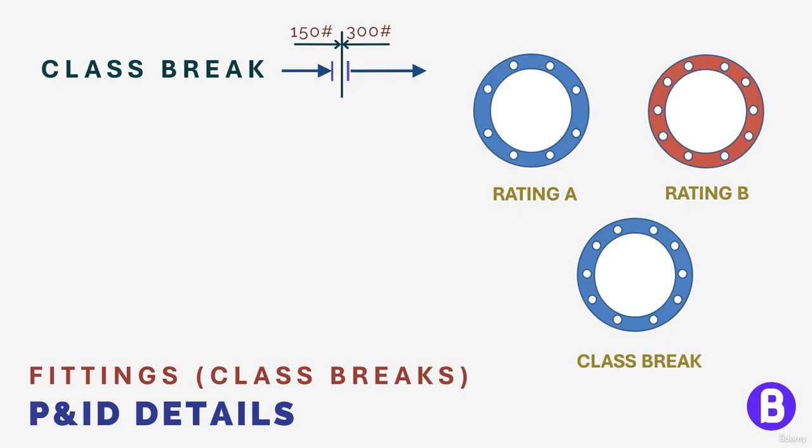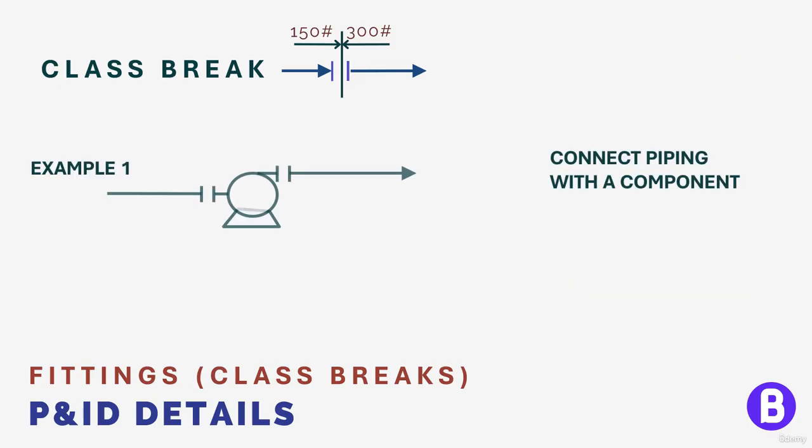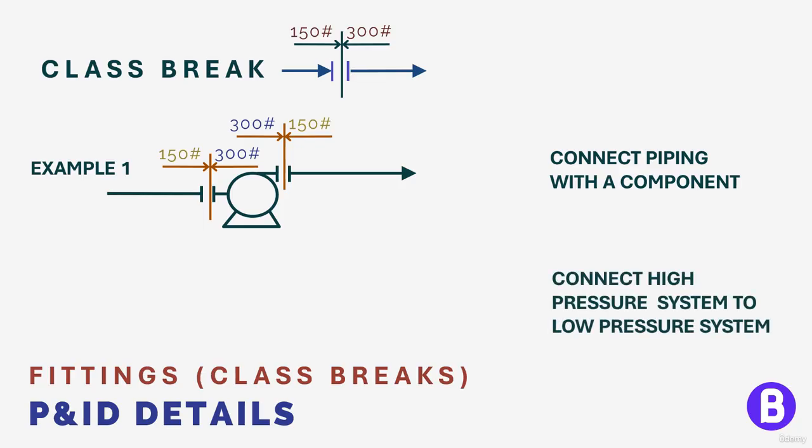There are two main reasons. The first reason is to connect a piece of equipment or an instrument coming with a different rating. This is highly common with pumps, for example. So we may see that the nozzle of the pump has a higher rating than the suction and discharge piping. In this case, we shall add a class break on both suction and discharge piping in order to connect the nozzle's piping.